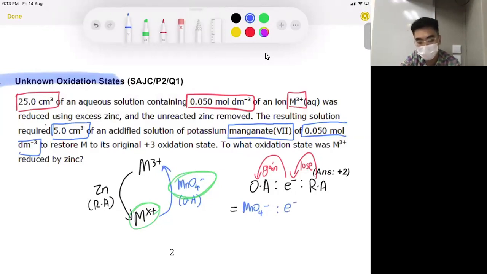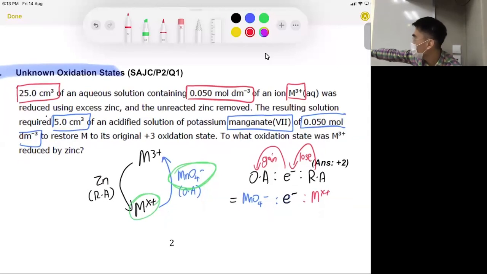Okay, and the one in red is your Mx plus. It's not the M3 plus, it's the Mx plus, which is what some students are confused about. Yeah, the Ra is zinc, but you realize that I do not know the amount of zinc. The question never gives me the amount of zinc, so I cannot use this ratio to solve.